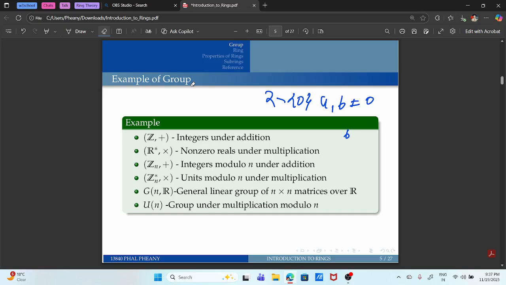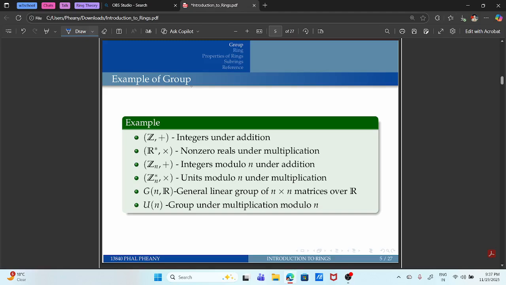The next example is similar to the previous example also, but here it is the units modulo n. Units means non-zero integers, meaning the non-zero integers modulo n under multiplication. Non-zero integers modulo n, and the multiplication. Now we continue to the next example.